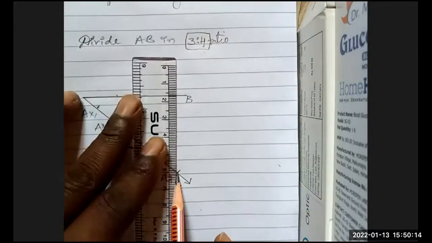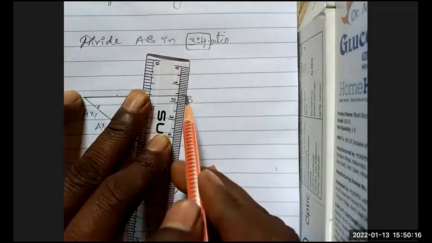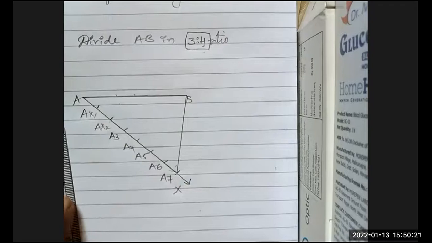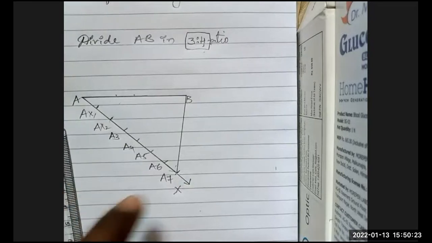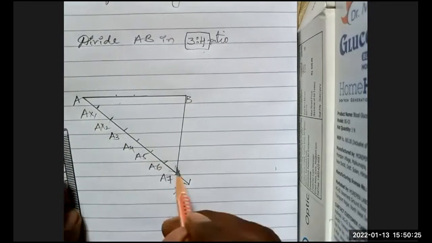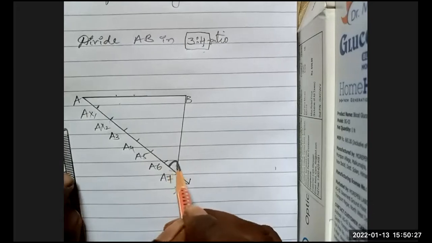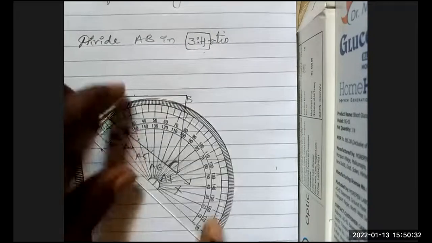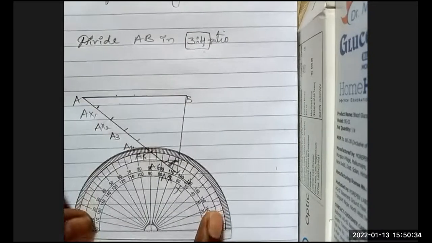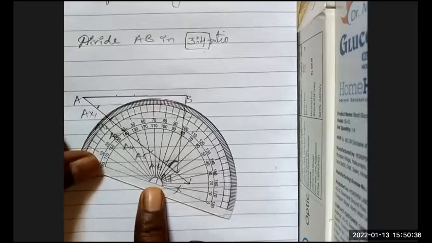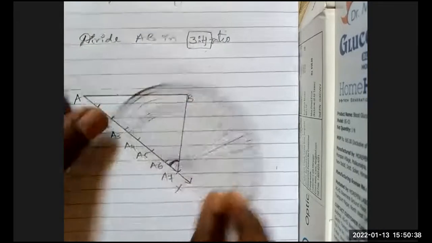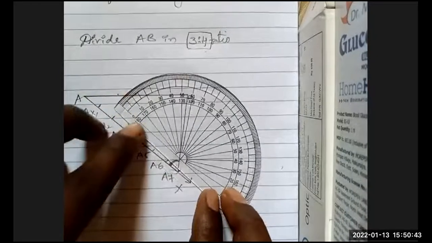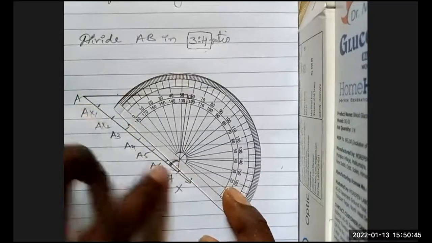This last point with point B. Then after that, measure the angle at this point. How much angle is it making here? For that, I'll take the protractor and place it; this is horizontal. I'm going to place the center point of the protractor at A7. Here I placed it, and make sure that this baseline matches with this line.